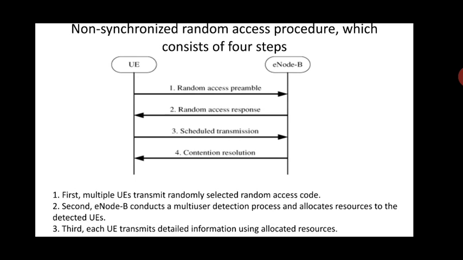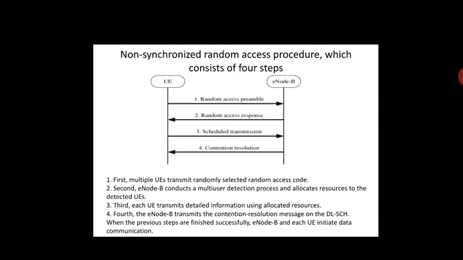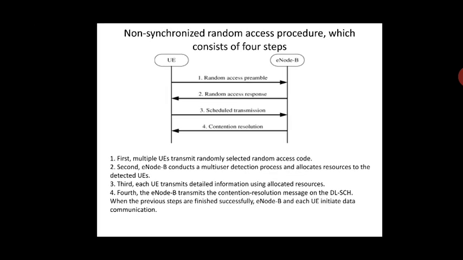I hope you can see the arrow from user equipment to the E node B, and the E node B will respond with a random access response. Then the UE will respond with a scheduled retransmission. In the fourth step, contention resolution. We'll see the step-by-step operations.